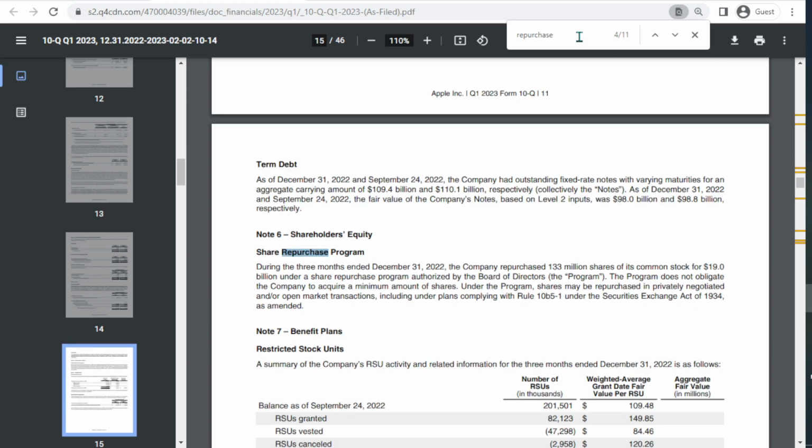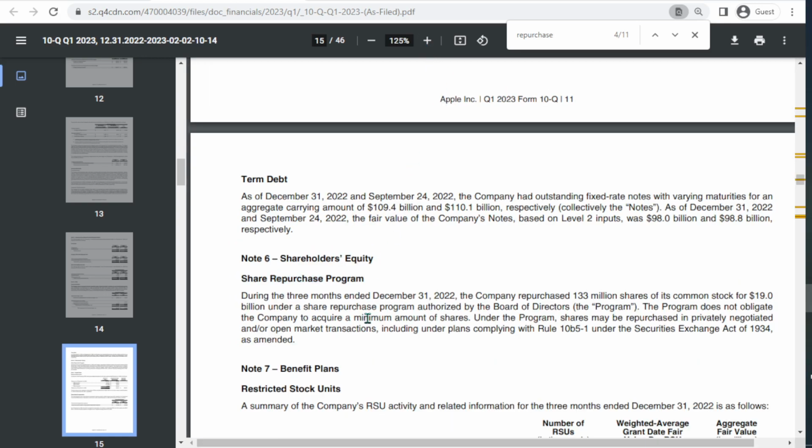Now let's click enter again. All right, so now we're looking at note 6, shareholders' equity, and it's talking about the share repurchase program. So let's just zoom in a little bit more. And let me go ahead and read this for you. It says, during the 3 months ended December 31st, 2022, the company repurchased 133 million shares of its common stock for $19 billion under a share repurchase program authorized by the board of directors. The program does not obligate the company to acquire a minimum amount of shares.